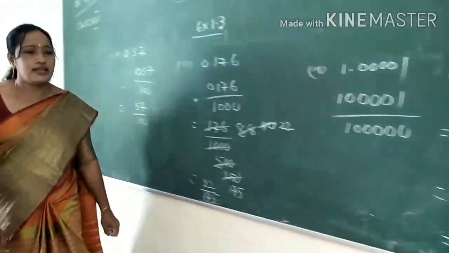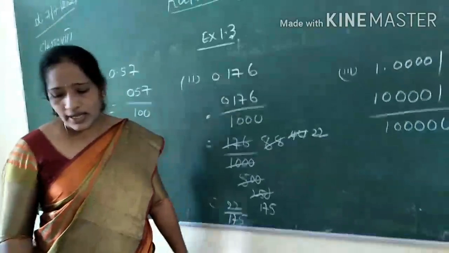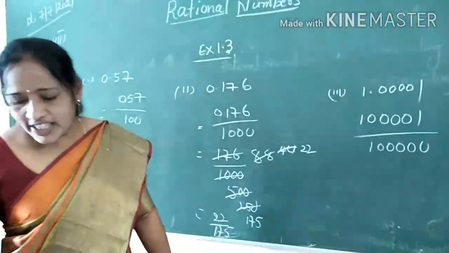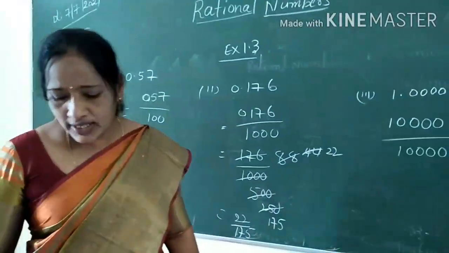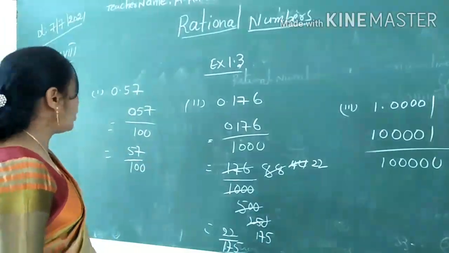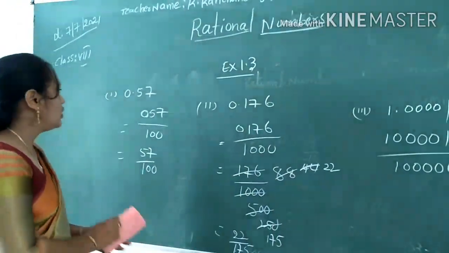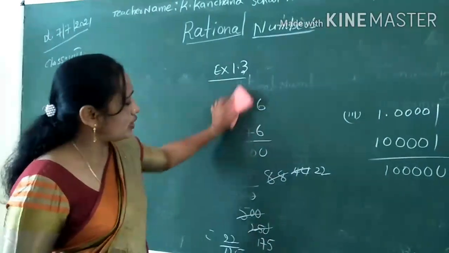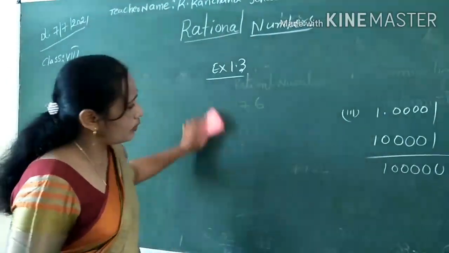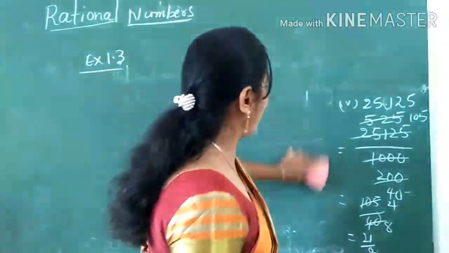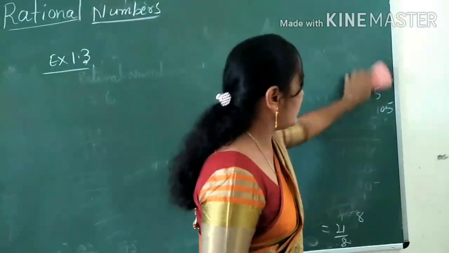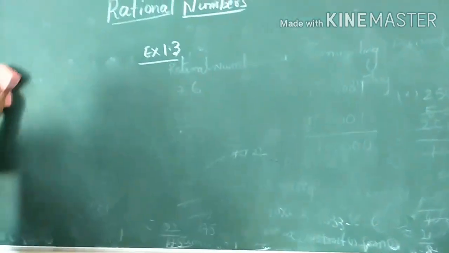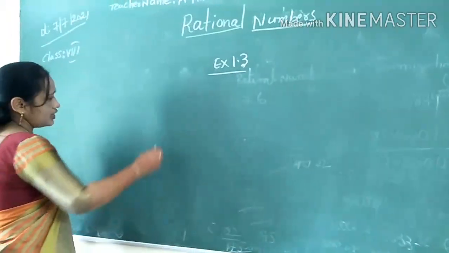Next, the second section: express the following decimal forms in rational form. First, 0.9 bar. We already learned this in earlier examples, but again we write 0.9 bar, which is nothing but 1. This is a non-terminating recurring decimal.